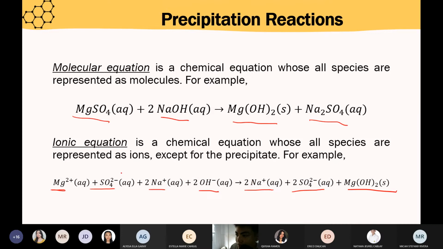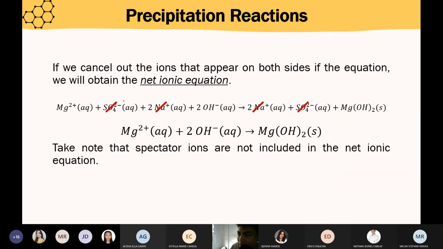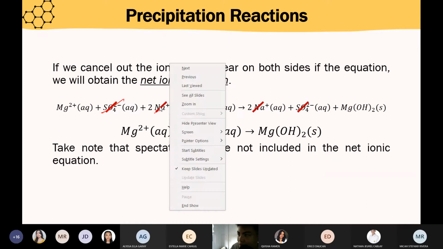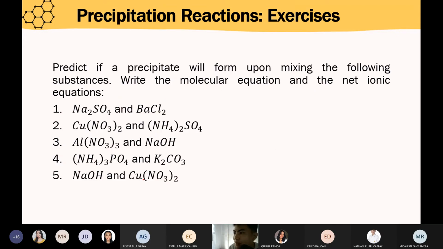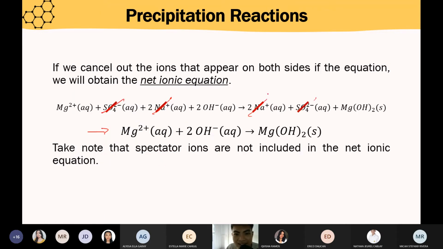Okay? So, what are the similar terms? The sulfates, you can cancel them out. The sodiums, you can cancel them out. Ang matitira ay ito. When you cancel the similar ions, you will have this final equation, the net ionic equation. Okay? So, in the net ionic equation, we show the formation of precipitate. Okay? Ang dami nangyari, no?